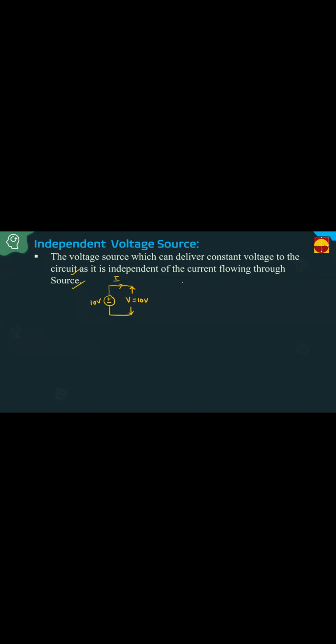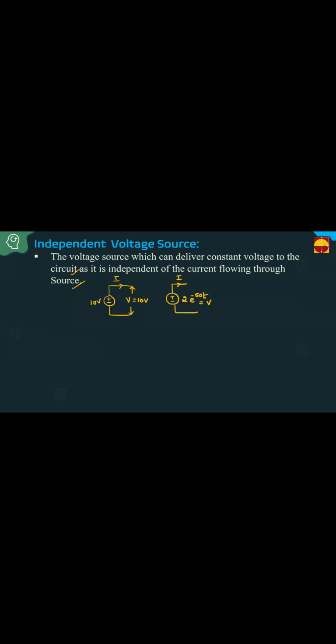See, for example, this is supplying 2 into e power minus 15 volts. This is supplying the V voltage. Whatever may be the current, this is the voltage. This is the independent voltage source, that is independent of the current flowing through the source.